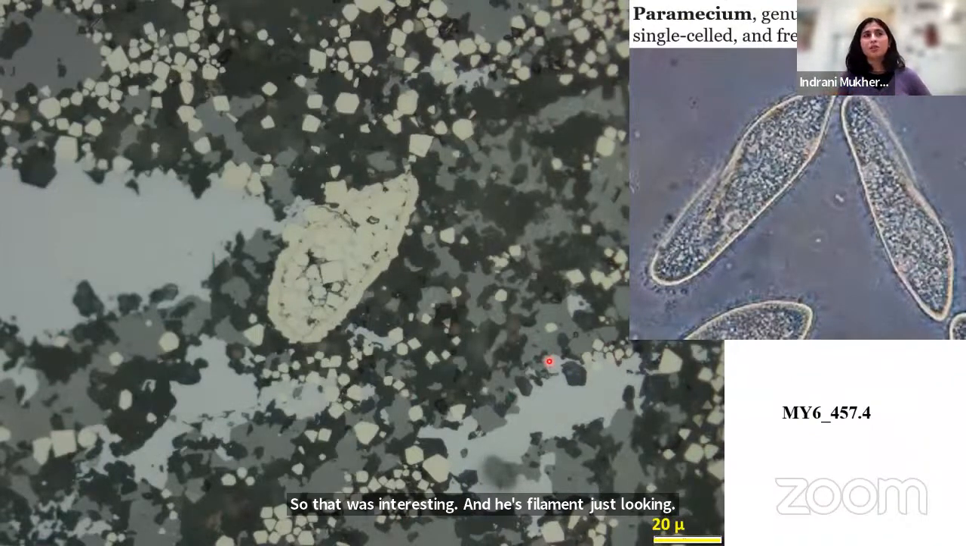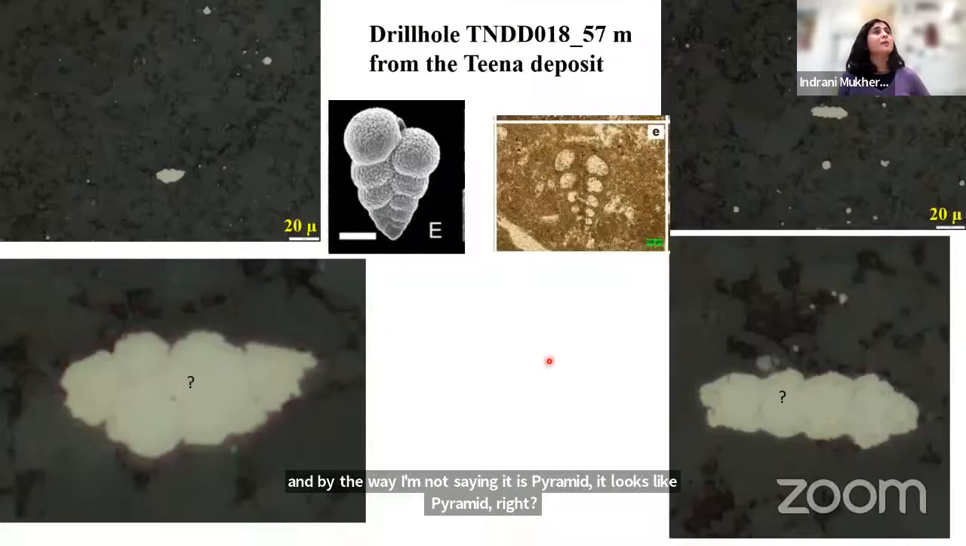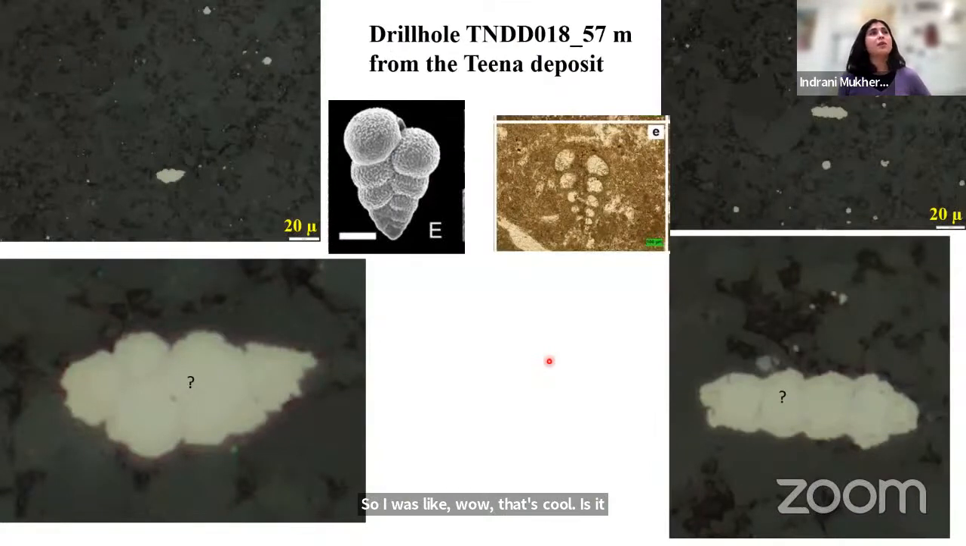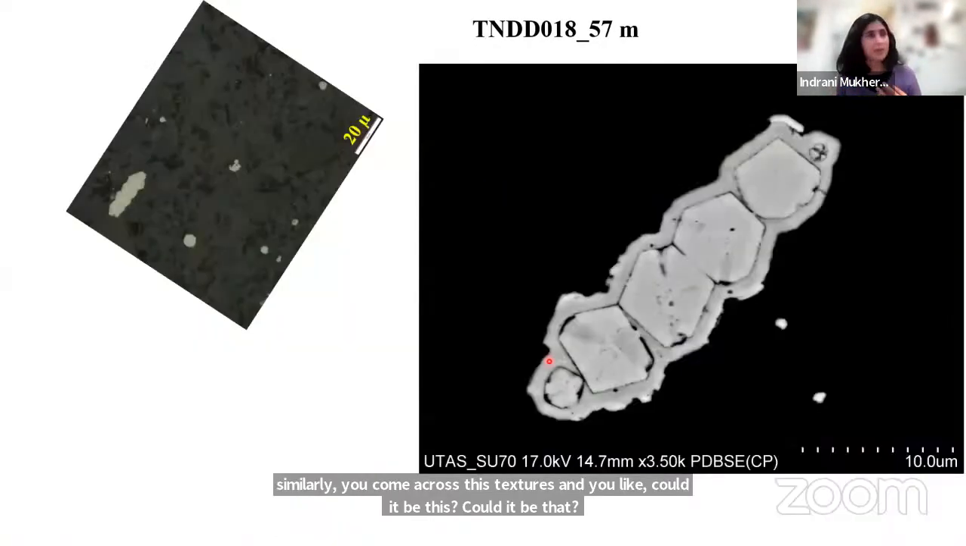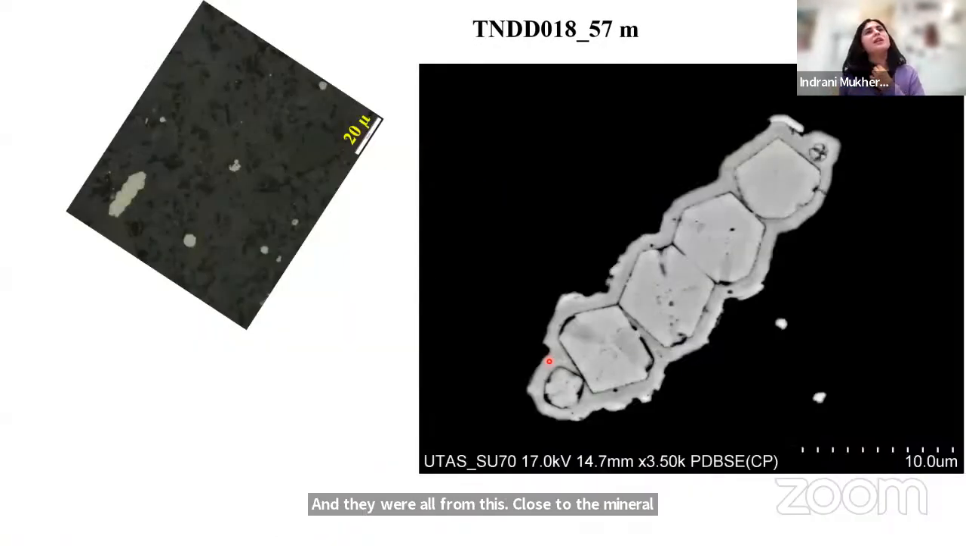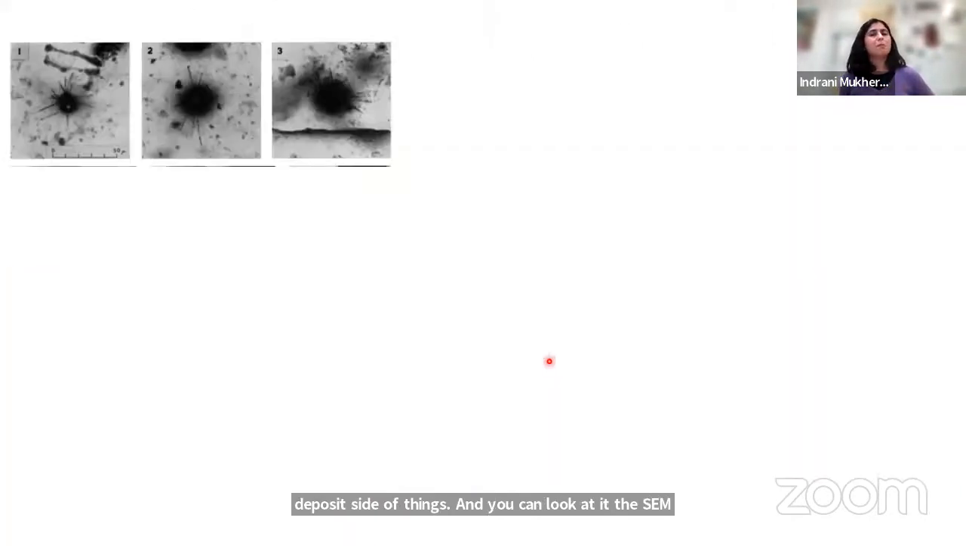And by the way, I'm not saying it is paramecium. It looks like paramecium, right? So I was like, wow, that's cool. Is it though? And similarly, you come across these textures and you're like, could it be this? Could it be that? And they were all from close to the mineral deposit side of things. And then you can look at it in the SEM and go wild with your imagination, basically. But just because it looks like that, does it mean anything?